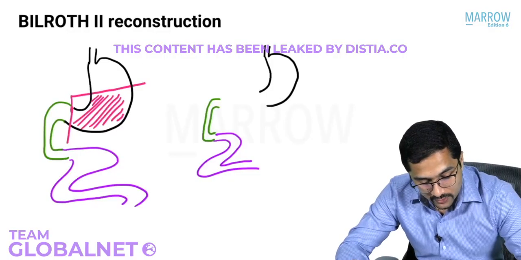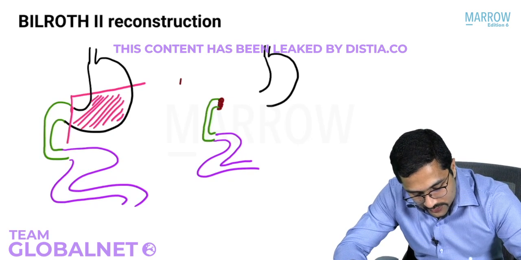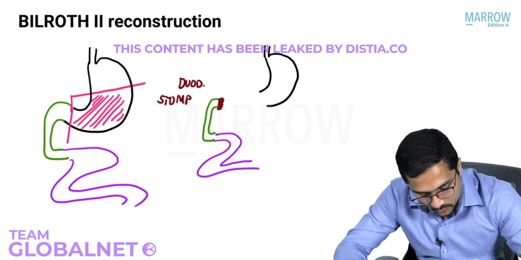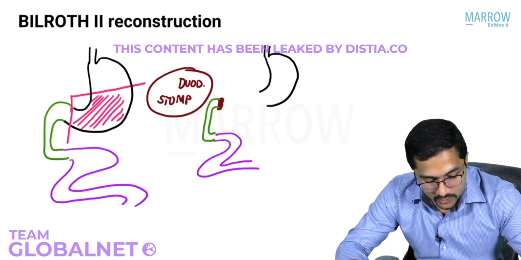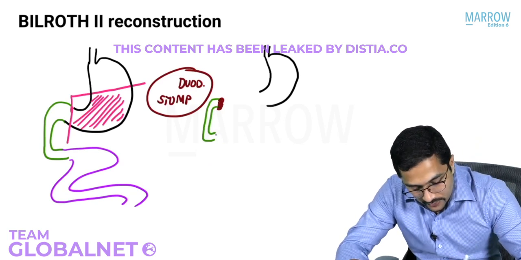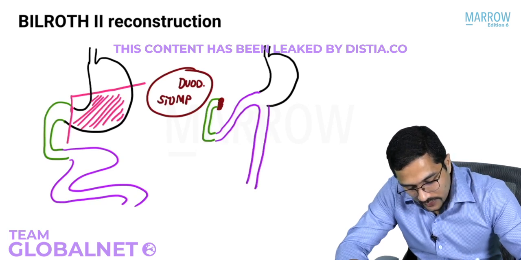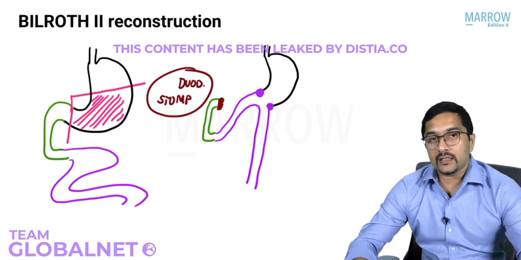So what do I do here? I will close the duodenum. We close the duodenal stump. This is the duodenal stump which has been closed. Okay. And what am I going to do? I'm going to lift up the jejunum from here. So I'm going to lift up the jejunum and I will anastomose the jejunum with the stomach.